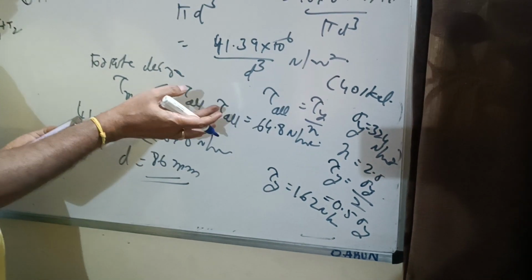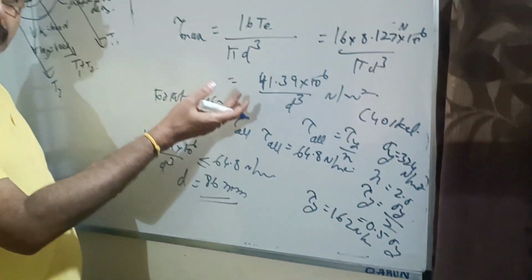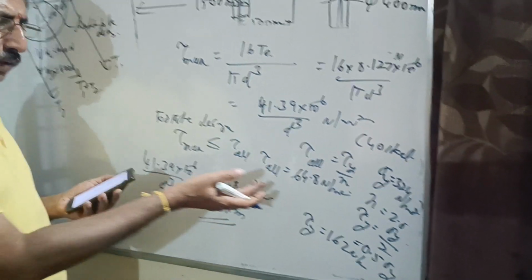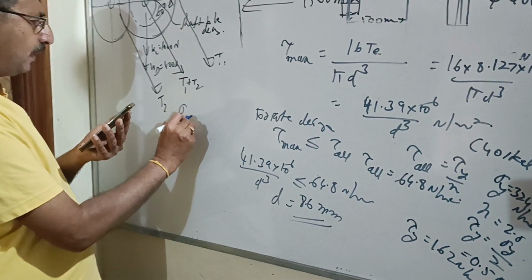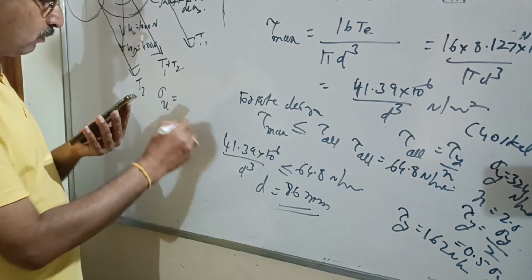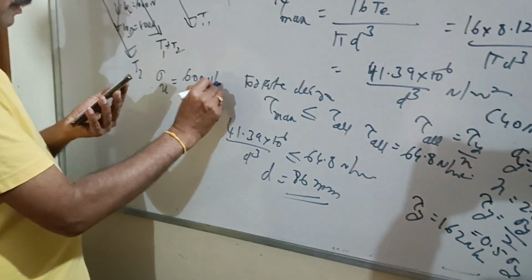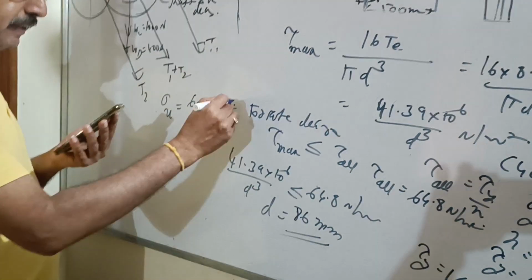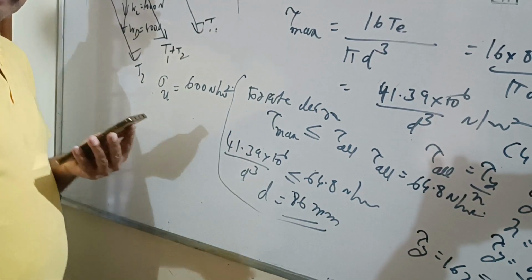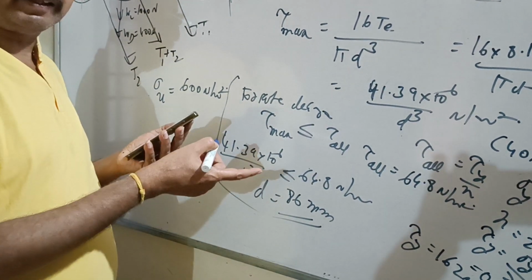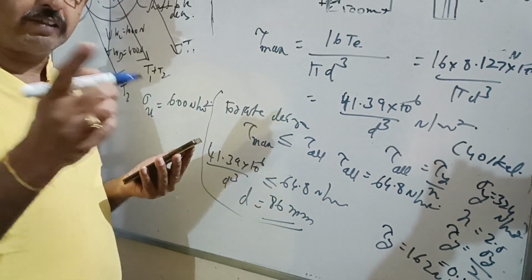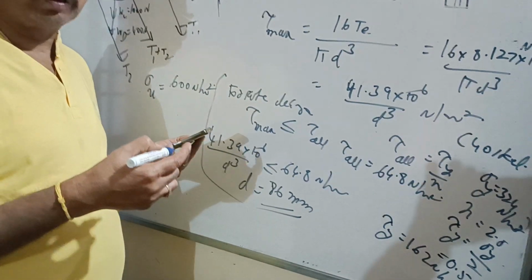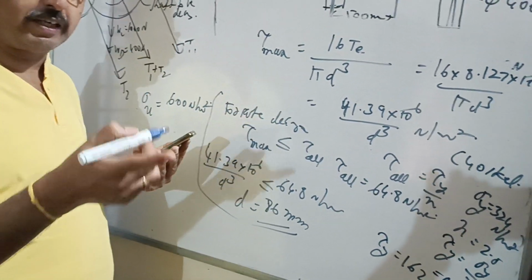This is one way of finding the diameter of the shaft. There is another way, using the ASME code. In that case, I must know the ultimate stress. For the same material, ultimate stress is approximately 600 Newton per mm square. So there are two ways of designing the shaft in this problem. If I ask you to use the ASME code to design the shaft, you have to use the ASME code only.